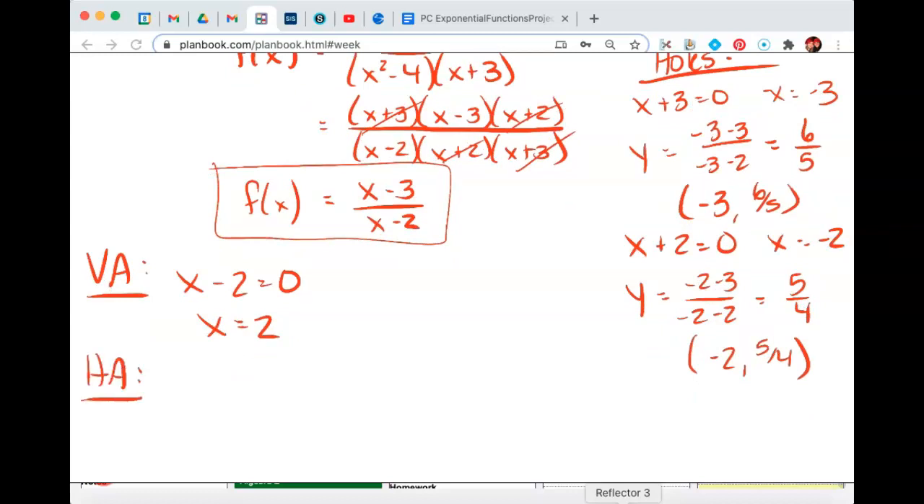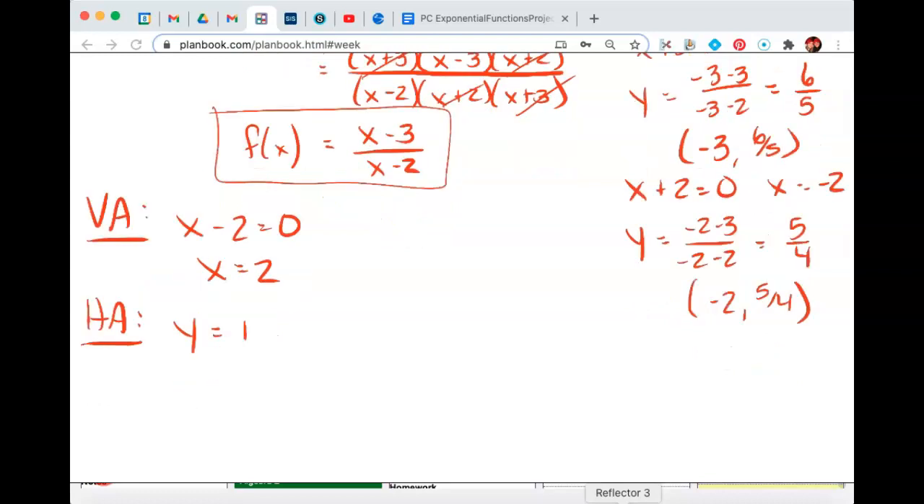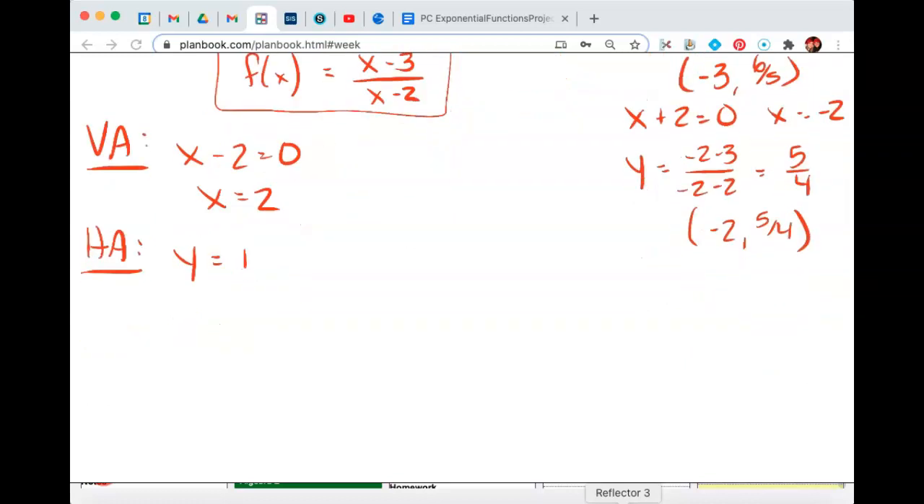Horizontal asymptote, we're looking at the degree, so the degree of the numerator is 1, denominator is 1, so they're the same. So then I take the leading coefficients and divide them. The leading coefficients are 1 and 1, so just y equals 1. So I'm going to start graphing what we have.